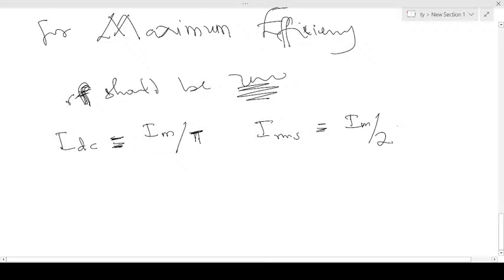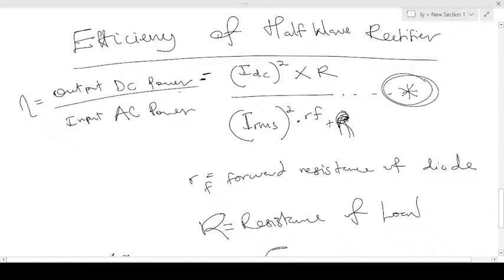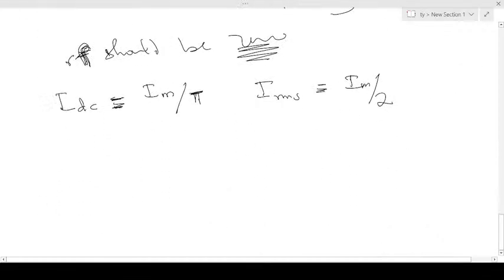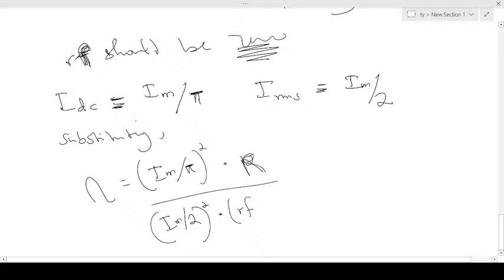Now if we substitute this into our equation for efficiency, the equation we marked with an asterisk, we will get the efficiency to be Im over pi, all squared, multiplying R, all over Im over 2, all squared, multiplying the sum of our forward resistance and our load resistance, R.